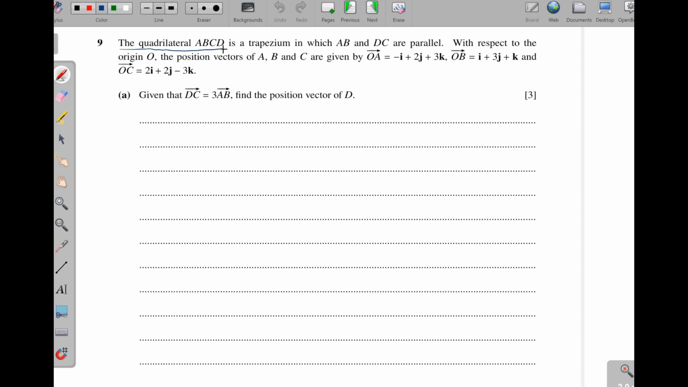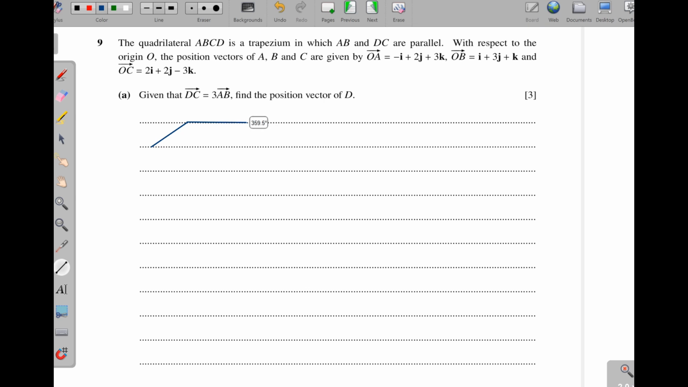The quadrilateral ABCD is a trapezium with AB and DC parallel. With respect to the origin O, the position vectors of A, B, and C are given here. Then part A, given that DC is equal to 3 times AB, find the position vector of D. Now, I'm going to do a small sketch here for this trapezium.